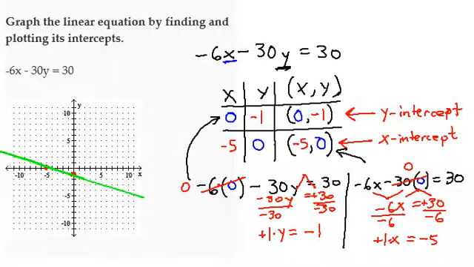So what we would do in a multiple choice set of answers is identify the multiple choice answer that presents a y-intercept at negative 1 and an x-intercept at negative 5, and mark that multiple choice answer as the correct response if this was a multiple choice test or a multiple choice exam.